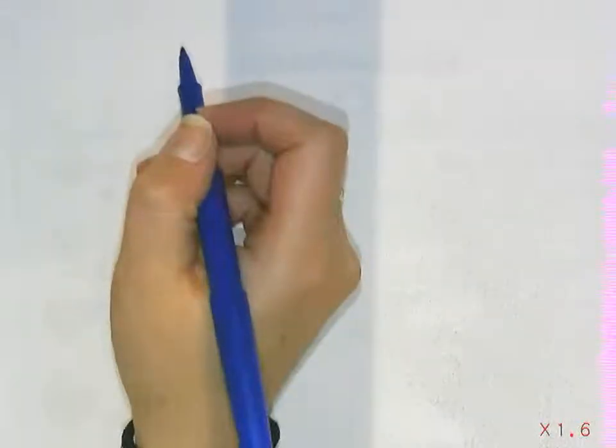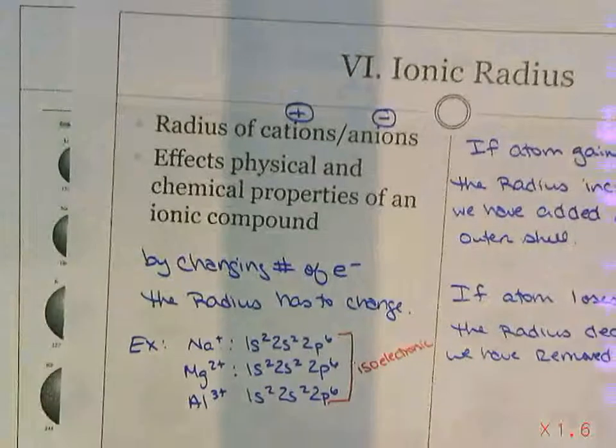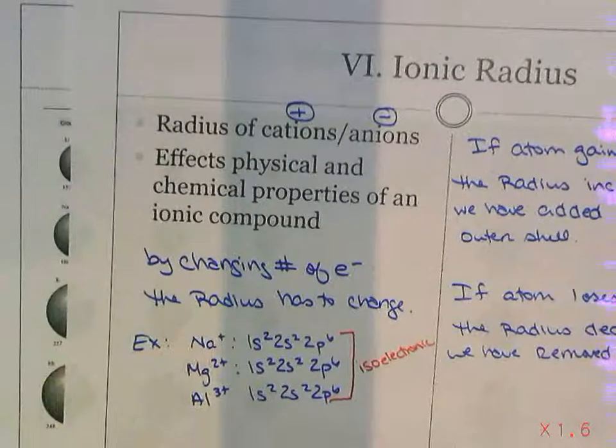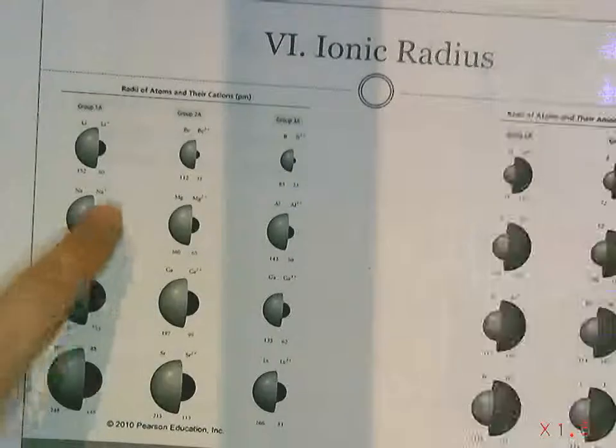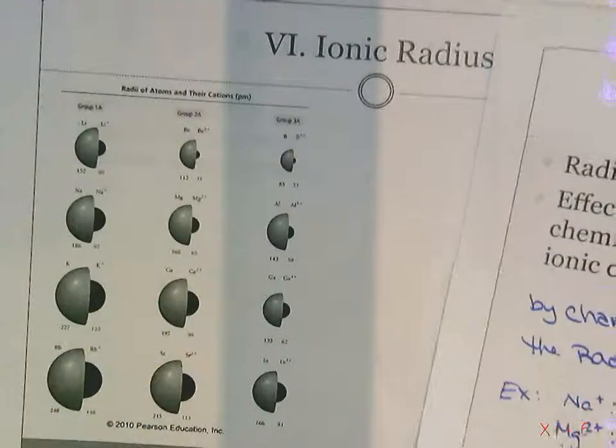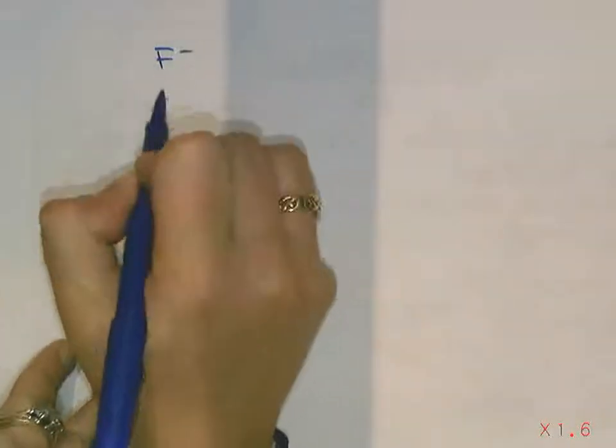So that example that you just did was the cations, which was this half when you're looking at the next page. So we'll do the anions: F minus, O2 minus, and N3 minus.